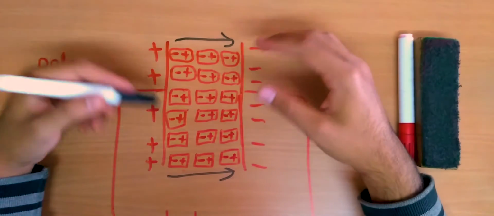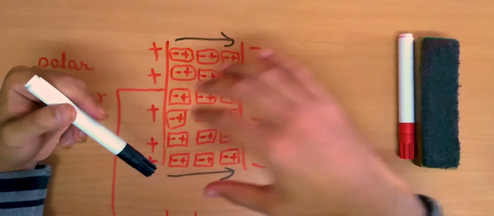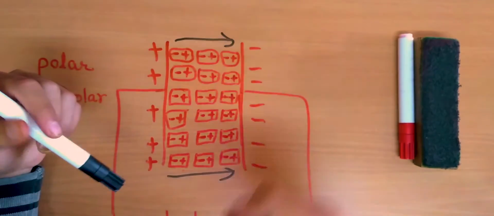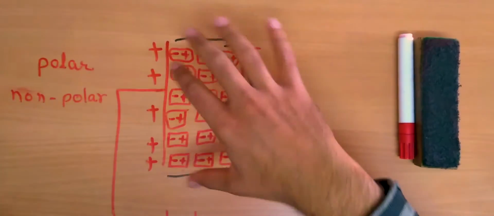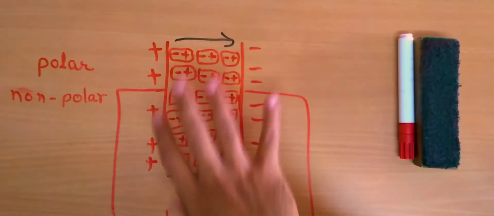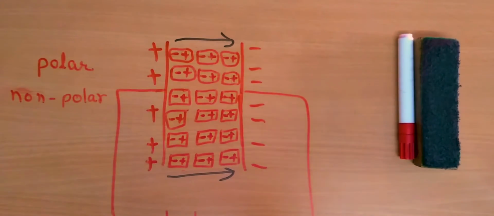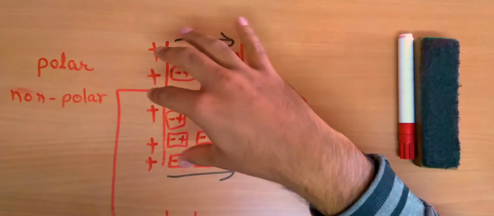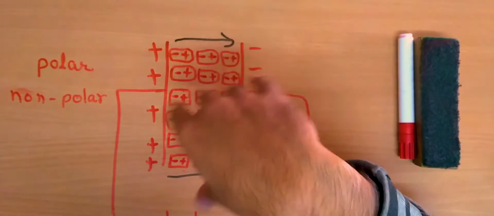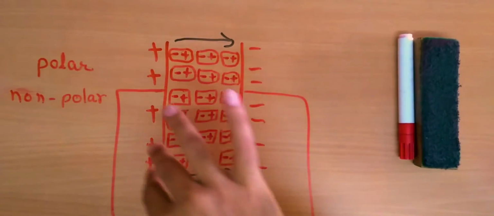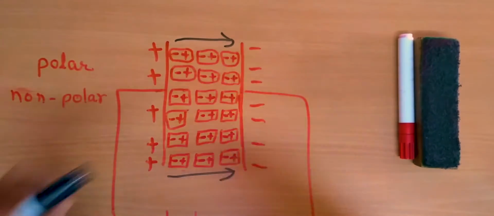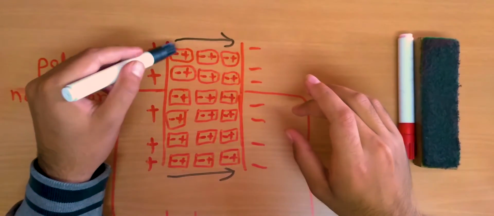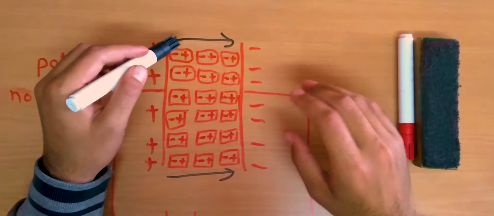So here we have the polar molecules being arranged in line with the electric field. This is what happens if we have a polar substance between the two plates. But if we have a non-polar substance between the two plates, what will happen is, when we have an applied electric field, the electron cloud of that particular molecule will shift.